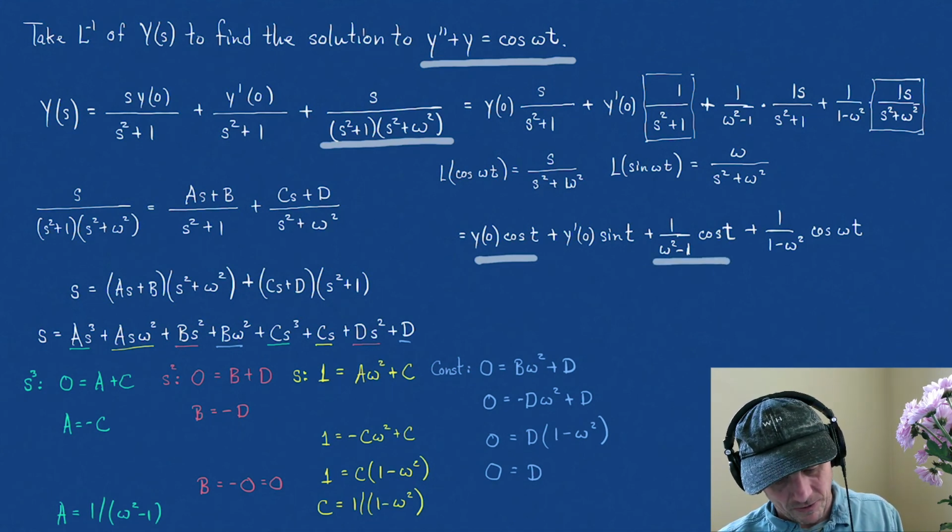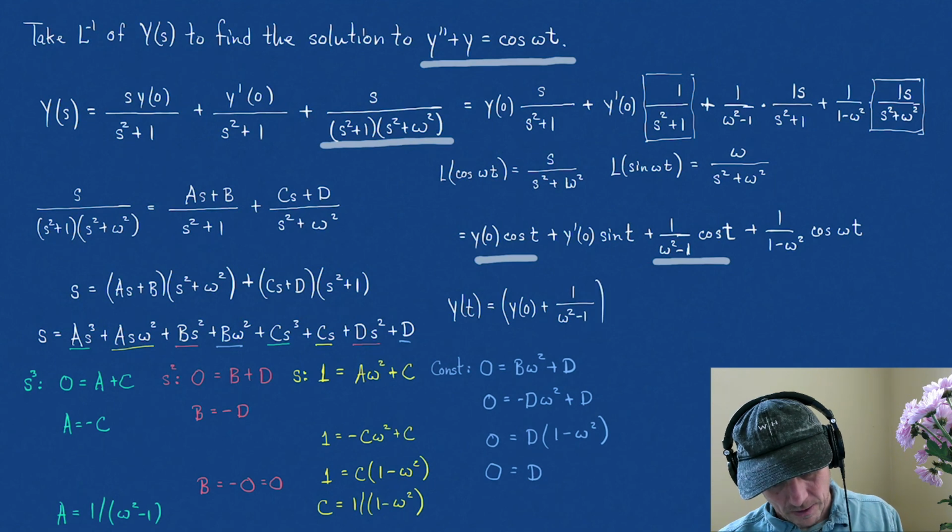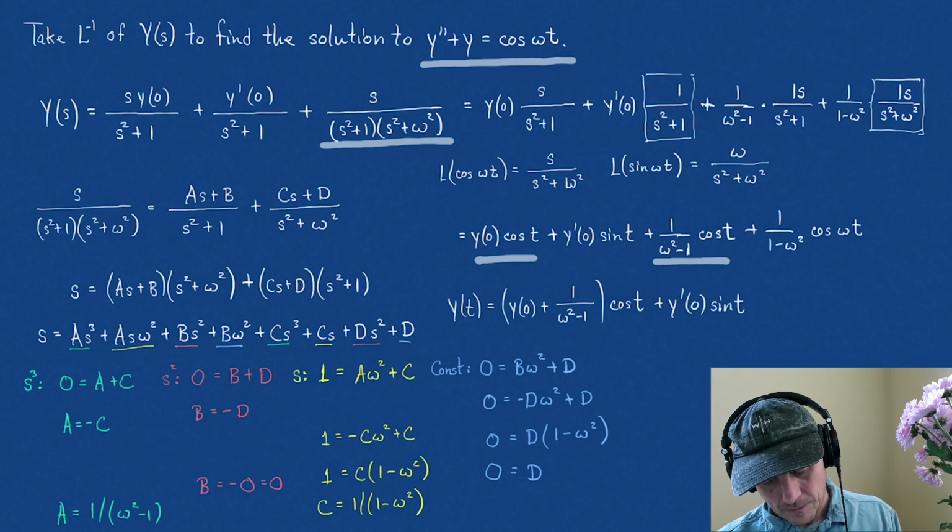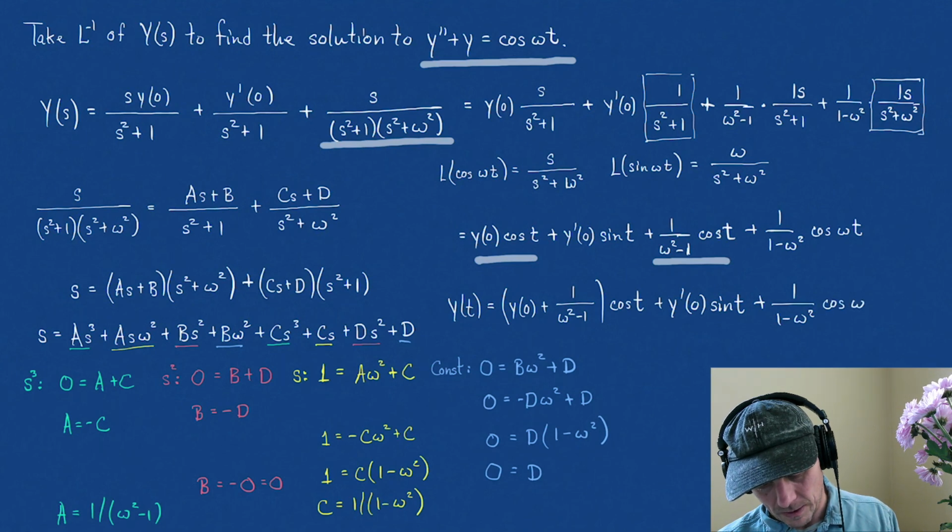So I'm going to write my final answer: y of t is equal to y of 0 plus 1 over omega squared minus 1 times cosine of t, plus y prime of 0 sine t, plus 1 over 1 minus omega squared cosine of omega t.